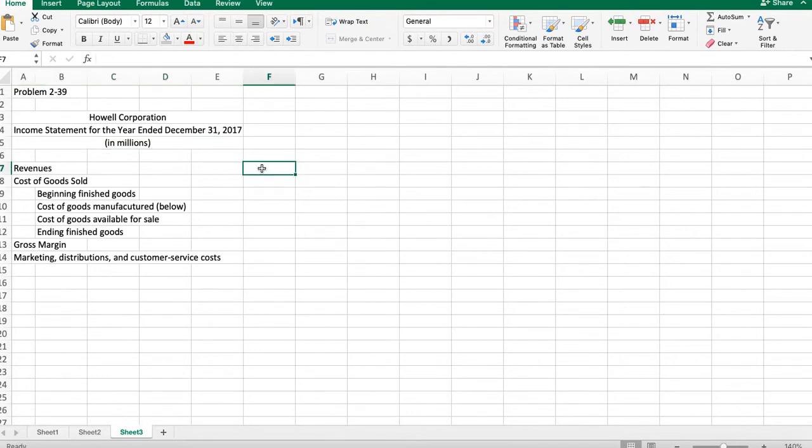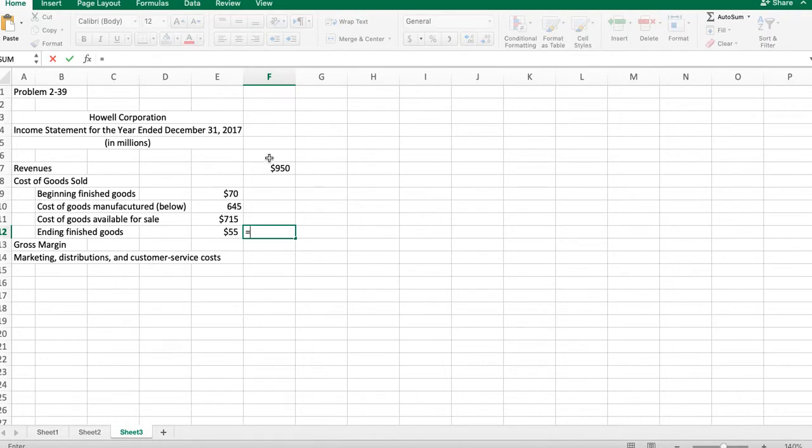So my revenues in millions was 950. My beginning finished goods was 70 million. My cost of goods manufactured that I'm going to calculate below, so we'll do that in just a minute. And then my ending finished goods, which gives me a cost of goods sold of 660. And I'm going to go ahead and use formulas here so that you'll see. Actually, I'm going to back up so you can see how this flows through.